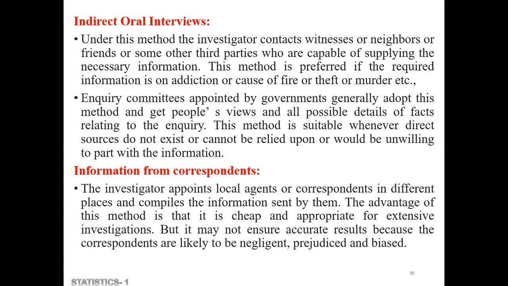So information from correspondence, we are going to use the field agents or representatives of the company to collect the information from the field.